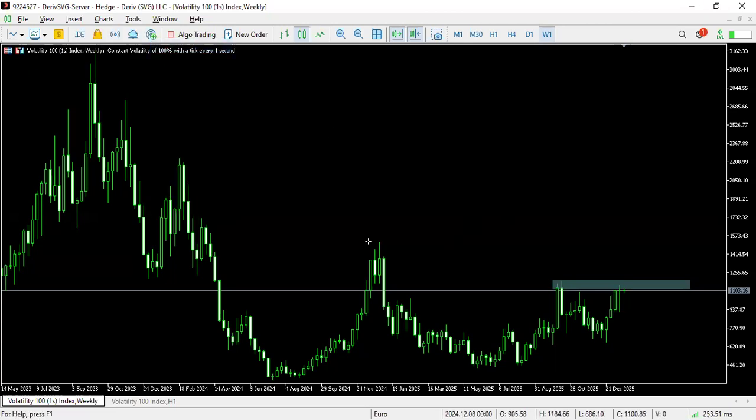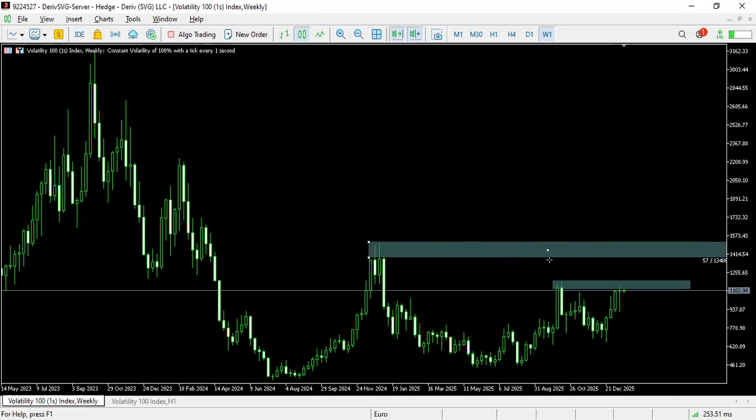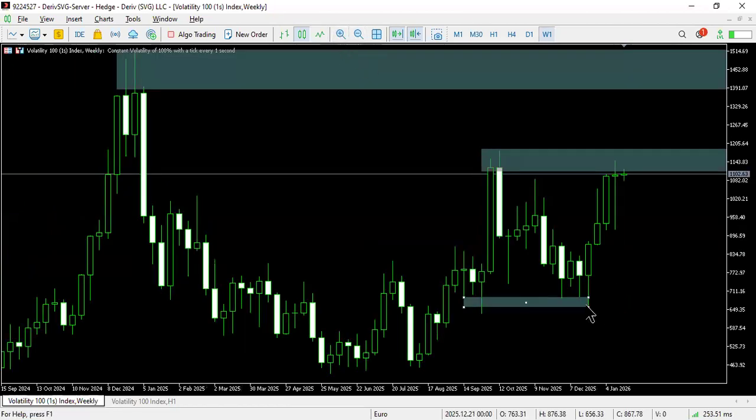And then we also have a supply there that is capable of sending price to the downside. And then price is finding support, that support level. Therefore, you can see price has been moving from this demand, but right now it's still at that supply zone.